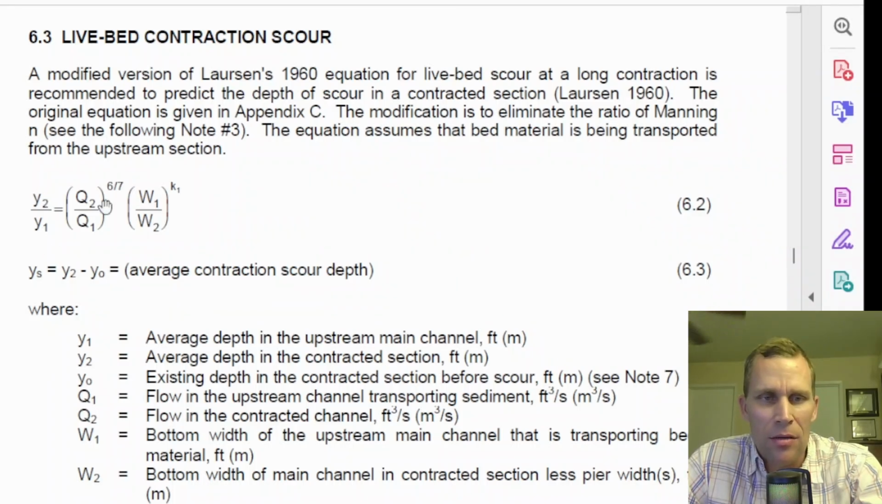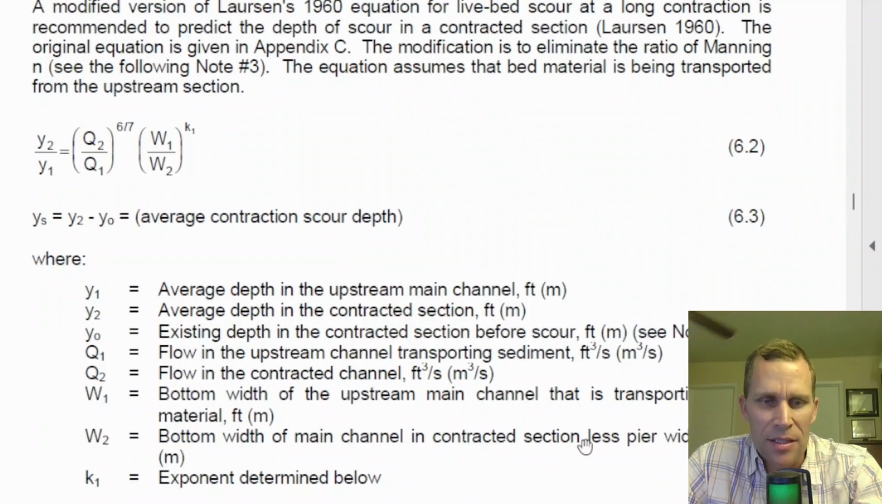Y2 is calculated using this equation right here, 6.2, which is basically a function of the flow rate, Q, and what is W? The bottom width, W, of the contraction at the contracted section and upstream of the main channel. That's what subscripts 1 and 2 are referring to. So these are some of the terms that we're going to be entering into our calculator.